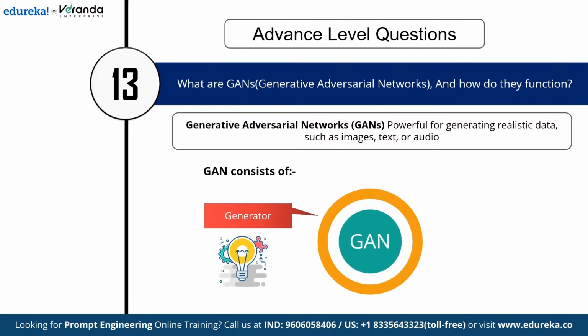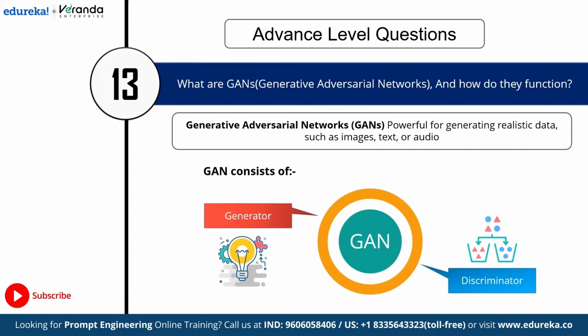Next, the generator. The generator is responsible for creating new data samples. Well, it takes input and attempts to generate realistic data points, for example images or text, that mimic the training data. Next is the discriminator. The discriminator acts as an evaluator. It takes as input both real data samples from the training set and the generated samples from the generator. Its task is to differentiate between the real and fake data, assigning a probability of being real to each sample.